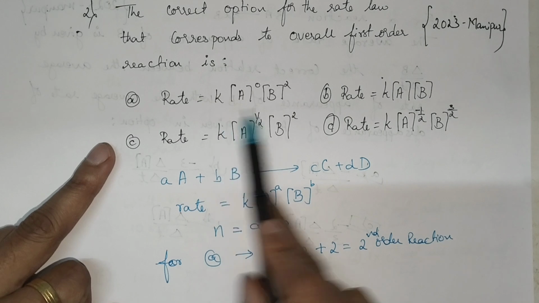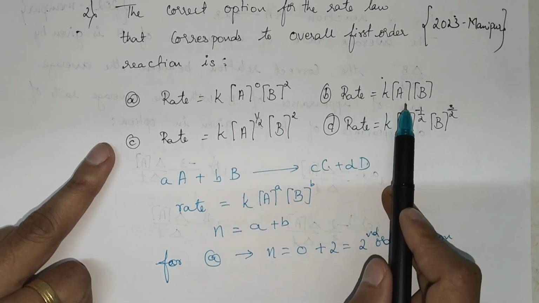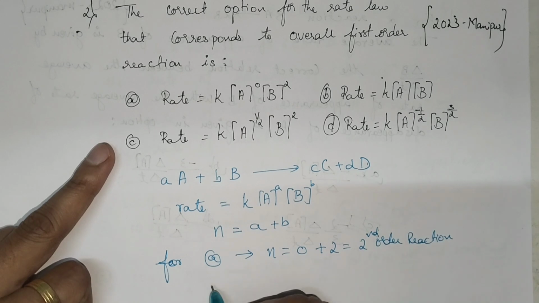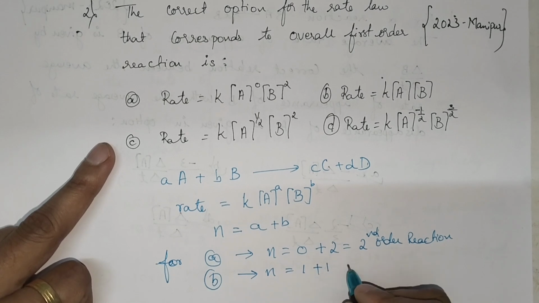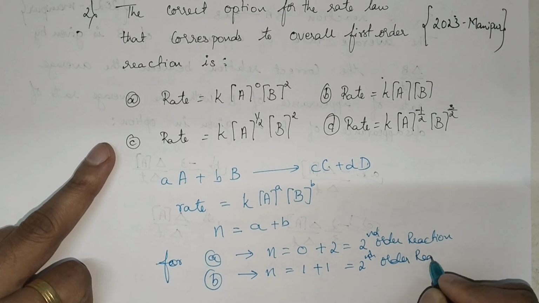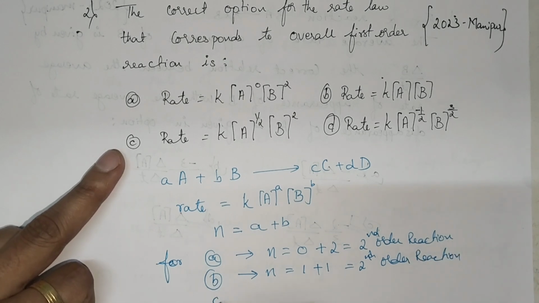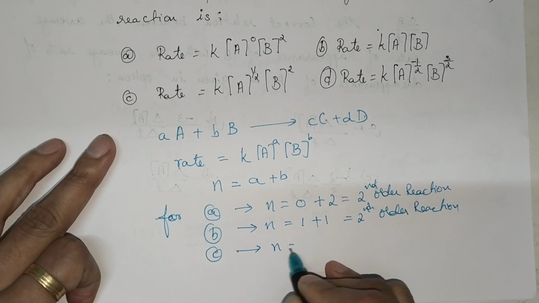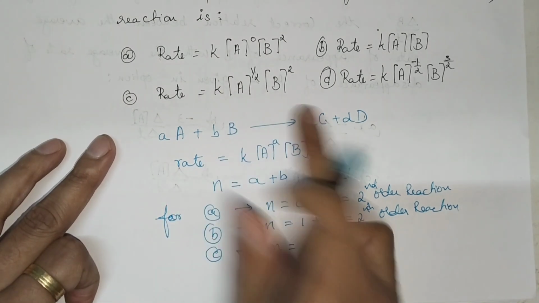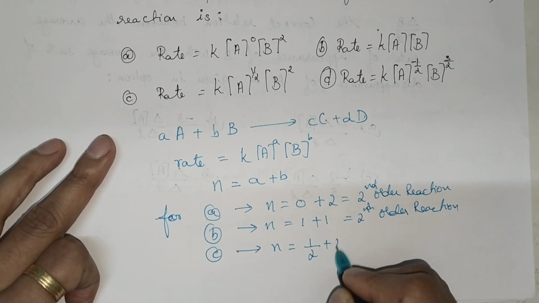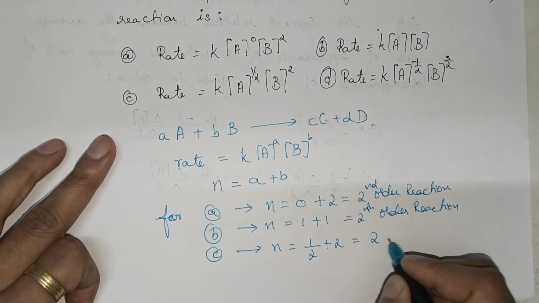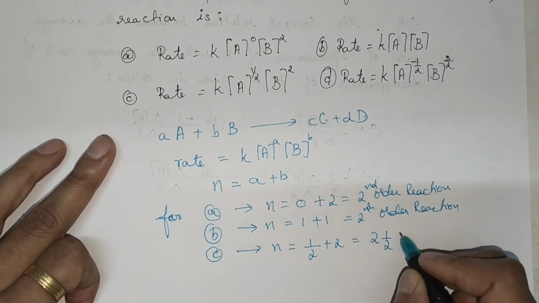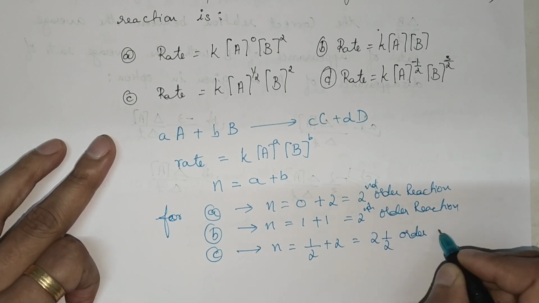Similarly, for the second option, option B, we have the order of the reaction n equal to 1 plus 1, which is also a second order reaction. And for the third option C, where we have n equal to half plus 2, this will give us a 2.5 order reaction. As I told you before, the order of a reaction can even be a fraction.